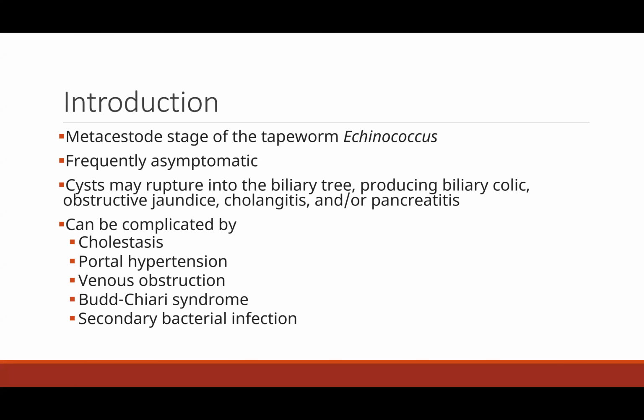It may cause a pressure or mass effect on the bile ducts or the portal and hepatic veins, or sometimes even the inferior vena cava, and result in cholestasis, portal hypertension, venous obstruction, or even Budd-Chiari has been described. It can also cause secondary bacterial infections, and that's when you will have a hydatid cyst with a concomitant pyogenic liver abscess.